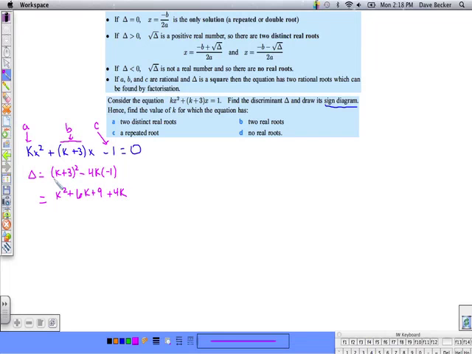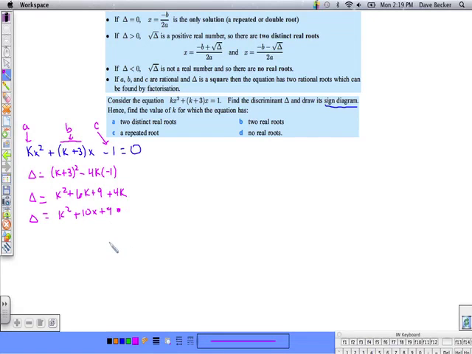Now again, this is just the discriminant. We're not factoring this quadratic. We're finding the discriminant, we're finding delta. And this simplifies into k squared plus 10k plus 9. We don't want to do the equals yet.